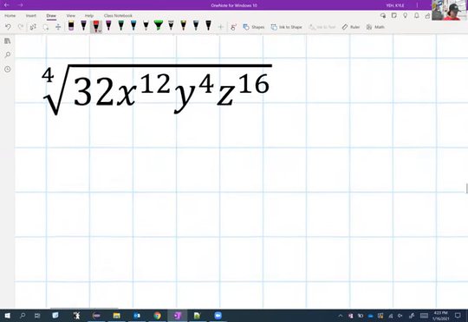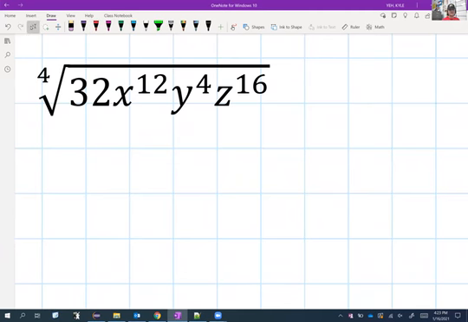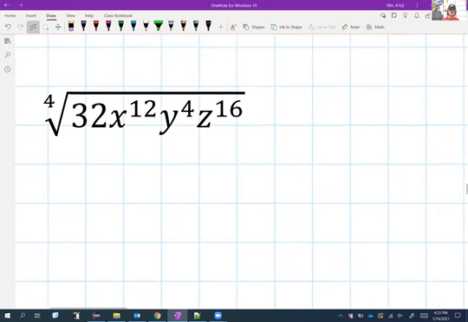All right, last problem of the video. Try it, and then I'll work it through all together, make sure we end on the same page. So go ahead, pause it, try it, and then unpause it. Okay, the 4th root of 32, x to the 12th, y to the 4th, z to the 16th.